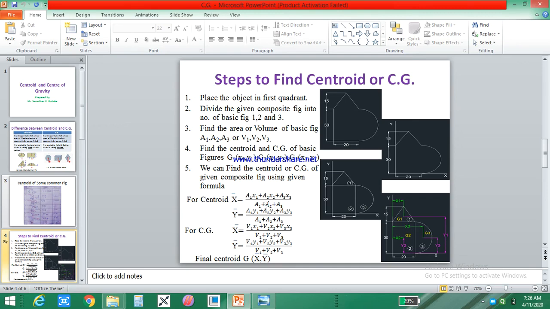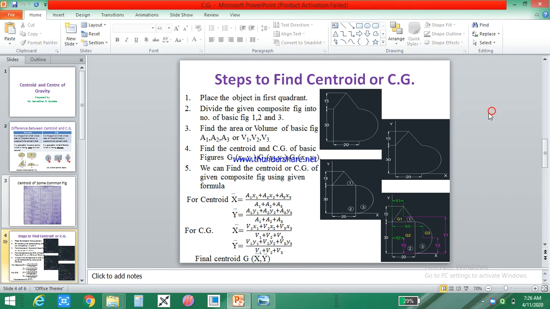Today we are going to see how to find out the center of gravity of composite figures. So here are the steps to find out the center of gravity or centroid. In my previous video, I explained the steps to find out the centroid or center of gravity. You can see it on my YouTube channel, and I will also add a link in the description. Here also, I will explain the steps in short.